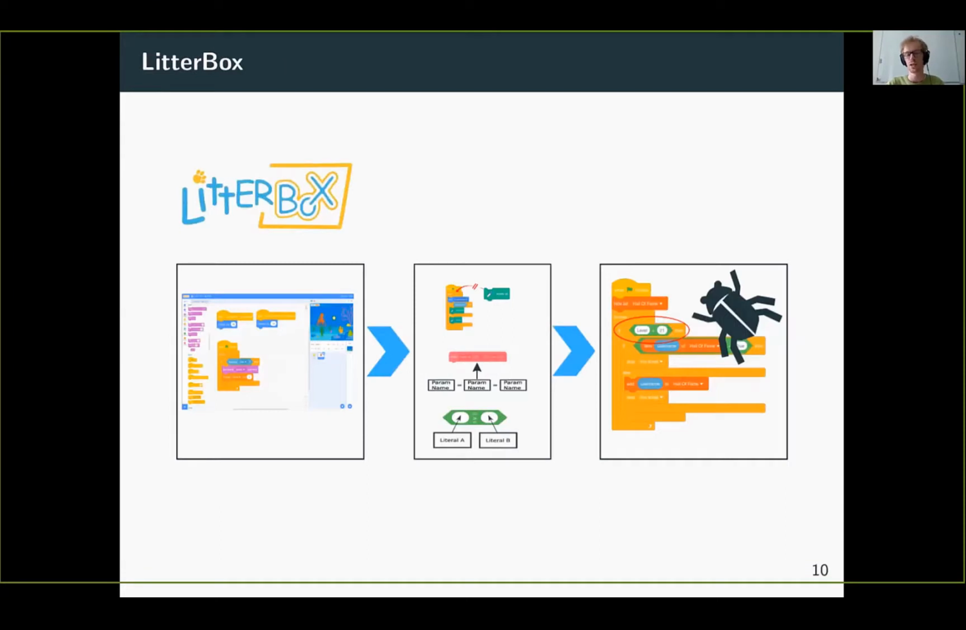To come closer to our goal of finding these bugs automatically, we implemented a tool called Litterbox. Litterbox takes a Scratch project or its ID and downloads the project, and it contains the 25 bug patterns and then analyzes the Scratch project. And if it finds code that corresponds to one of the bug patterns, it flags the project and tells the user that there is a bug.